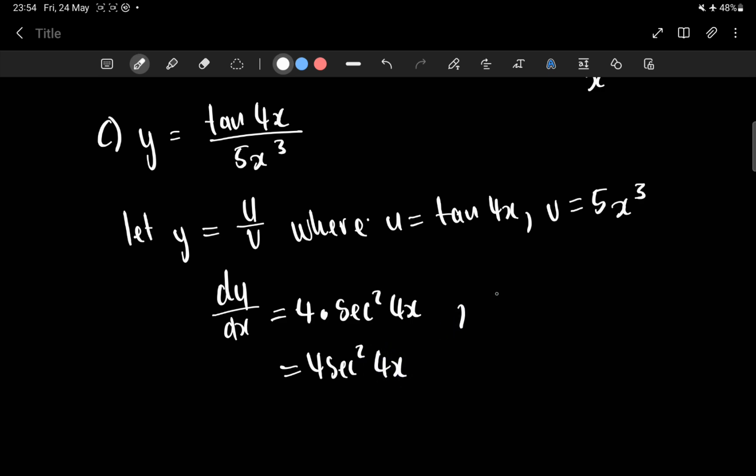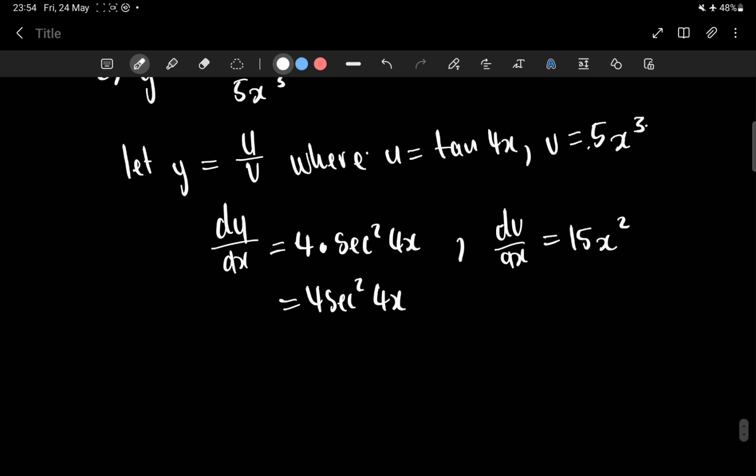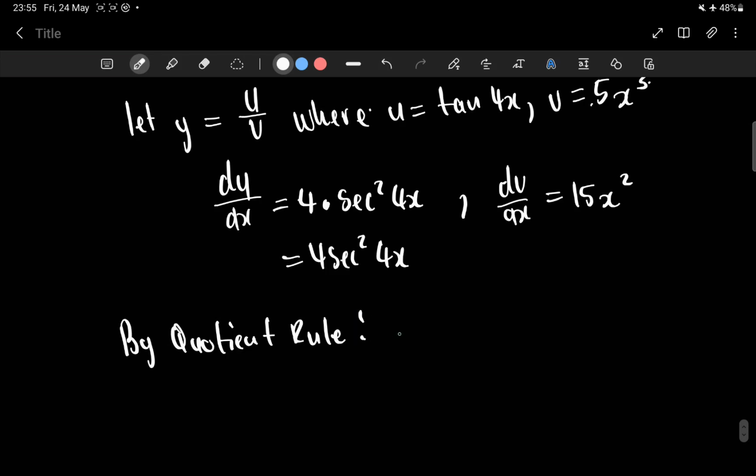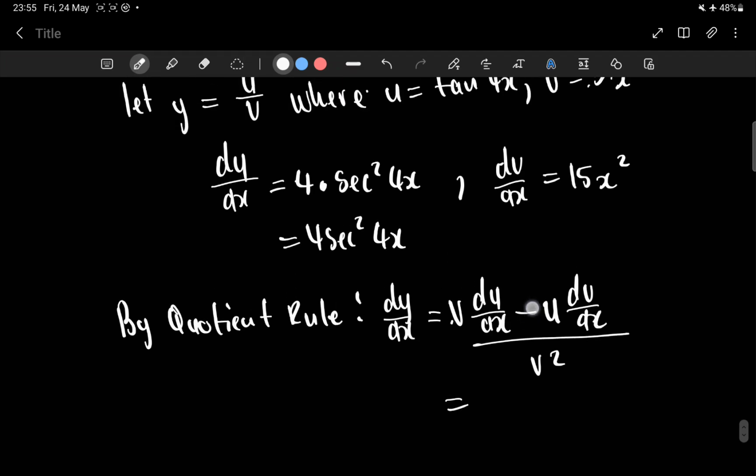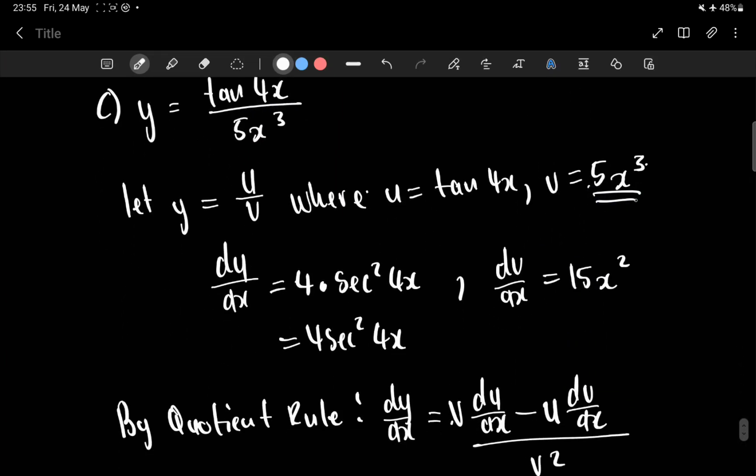Then we can now go ahead and find dv dx. It is just equal to 3 times 5, 15, x to the 2. We reduce the power by 1. So I can now say by quotient rule, okay? By quotient rule, because my y was u over v, you can say now dy dx is equal to low v times d high du dx, minus high u times d low dv dx, all over square the bottom, v squared, which is going to be, what is my low, my v? I pick it here, it's 5x cubed.